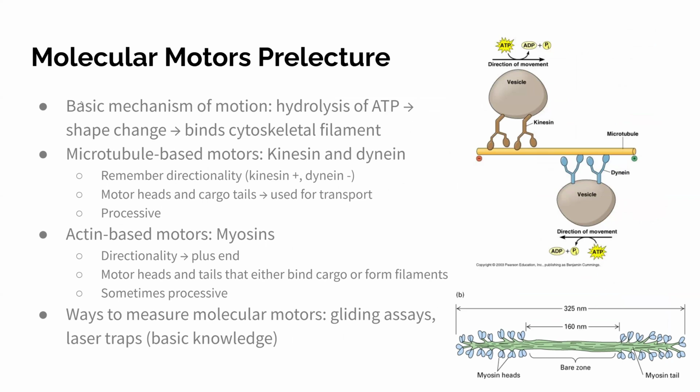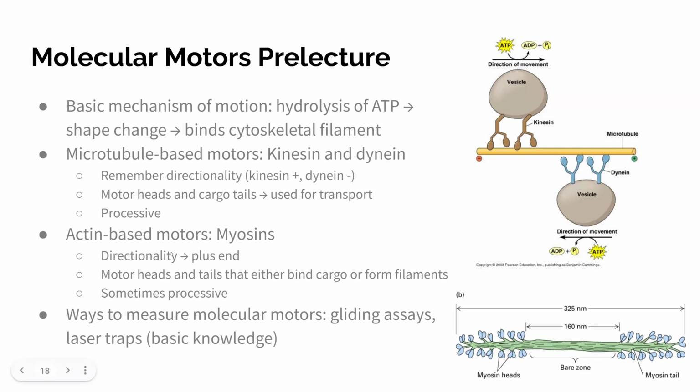So the basic mechanism of motion for how this works: you have hydrolysis of ATP, which causes a shape change, and then it binds to these cytoskeletal filaments. So these microtubule-based motors are like kinesin and dynein. Definitely remember the directionality: kinesin is towards the positive end and dynein is towards the negative end. And then they have a motor head and a cargo tail.